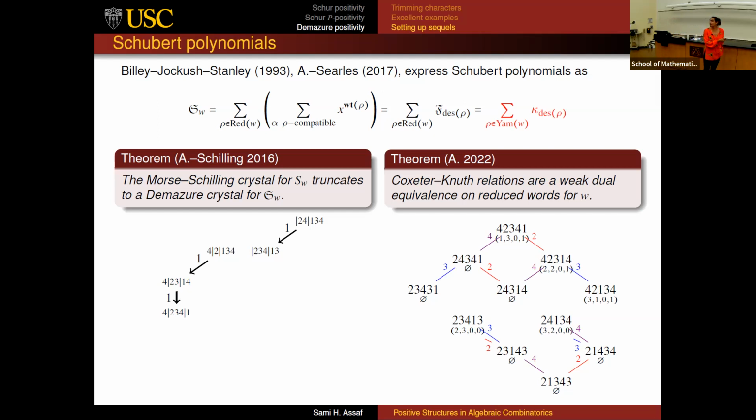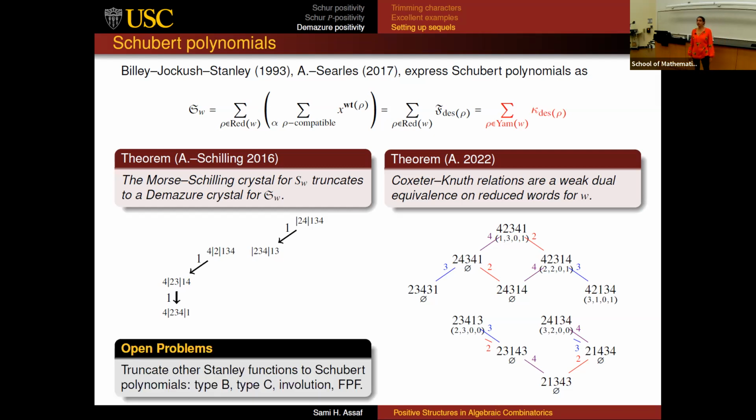Well, remember what we did with Stanley symmetric functions? Well, if you truncate a Stanley symmetric function, you get a Schubert polynomial. And if you truncate the Morse-Schilling crystal, you get a Demazure crystal. That's the same statement, but crystallified. If you do Coxeter-Knuth relations and you take the weak descent composition, then you get a weak dual equivalence. So everything that worked before, the exact literal same thing still works. It's no harder.